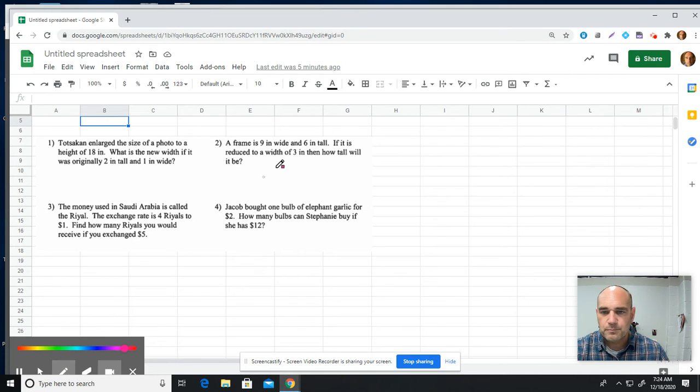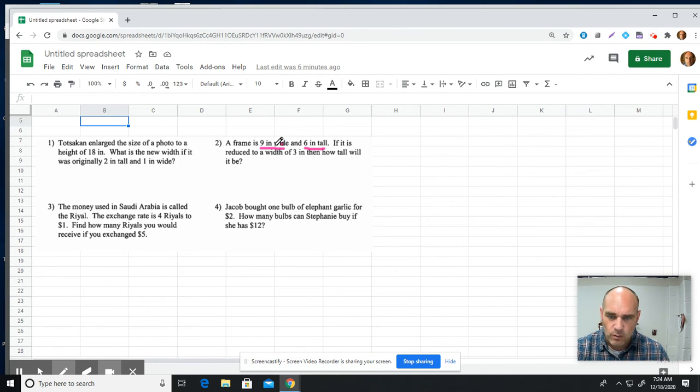Question number 2: A frame is 9 inches wide and 6 inches tall. If it is reduced to a width of 3 inches, then how tall will it be? Once again, I'm going to start with my true statement. I know this frame is 9 inches wide and 6 inches tall. So that's my true statement. I'm comparing how wide it is to how tall it is. So my true statement is 9 inches wide, and if it's 9 inches wide, then I know that it has to be 6 inches tall.